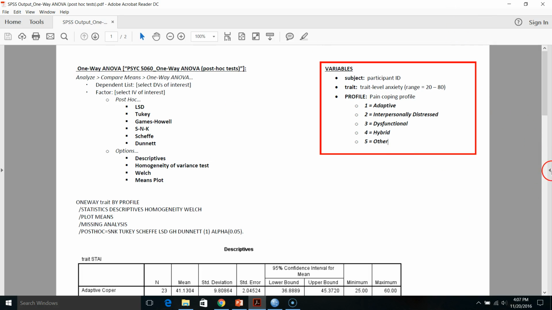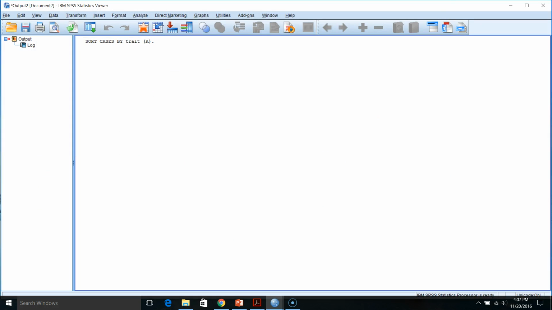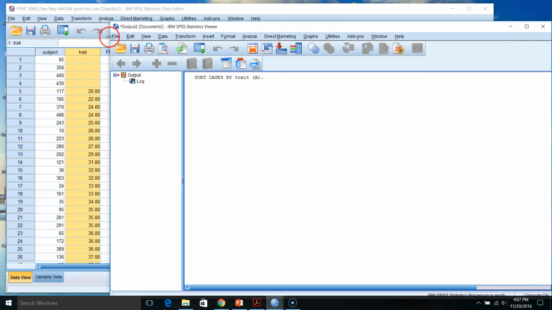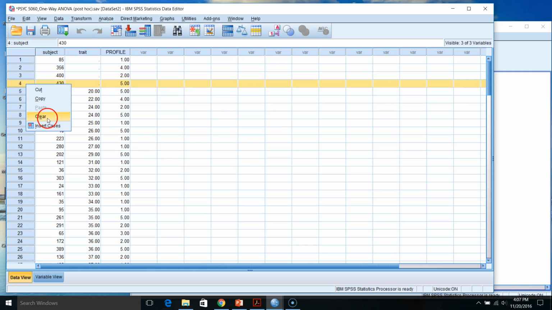Okay? So as you're looking at this, make sure to pull up your one-way ANOVA handout as we're stepping through this stuff. Okay? So here's our data set. We've got our participant number, our trait anxiety, and a profile level. Looks like we have several missing values here. That's fine, it just won't include those people. We can go through and delete.